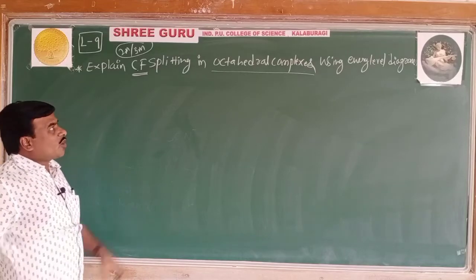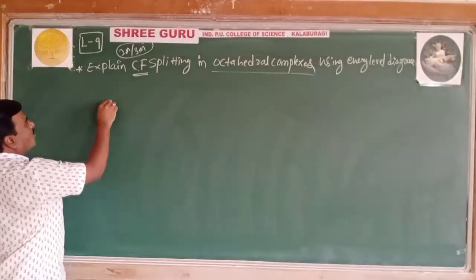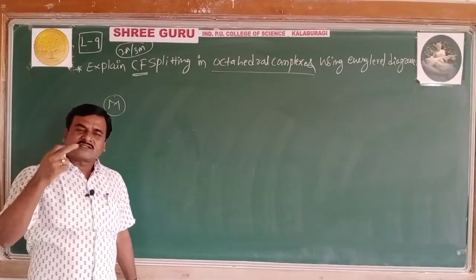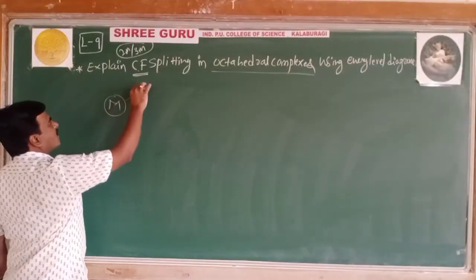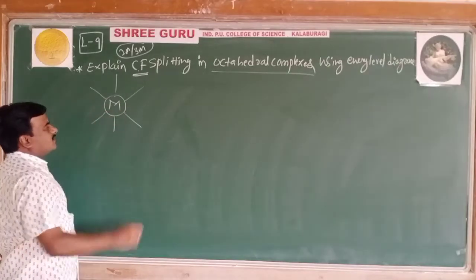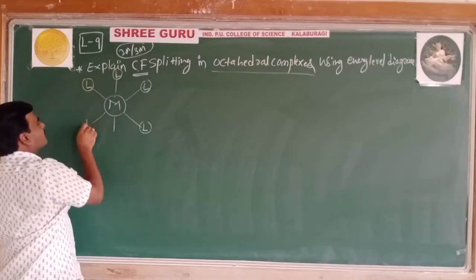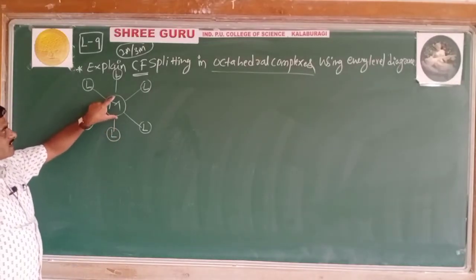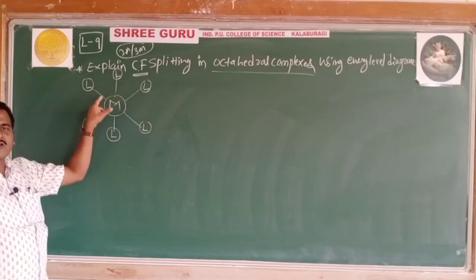Well, students, as you know, an octahedral complex means you have a central metal atom surrounded by six ligands. Those ligands are oriented towards the 6 corners of an octahedron. As for octahedral, one should have an idea: the central metal ion is surrounded by 6 ligands pointing towards 6 corners of an octahedron.